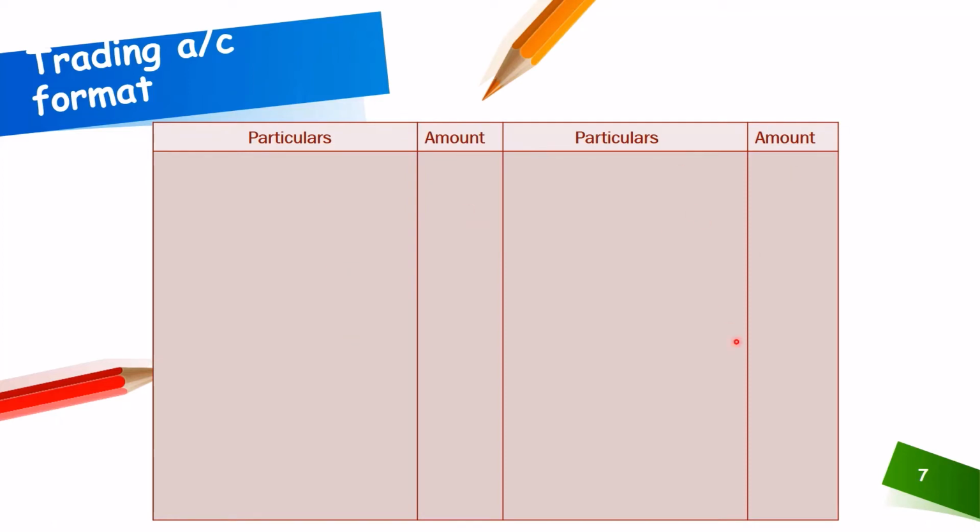In the trading account format, there is no date column and there is no LF column. Here there are only particulars and amounts related to the expenses, and particulars and amounts related to the incomes. In this format, we will fill in all the expenses related to manufacturing on the left hand side, and whatever income the business is getting, we will record on the right hand side.